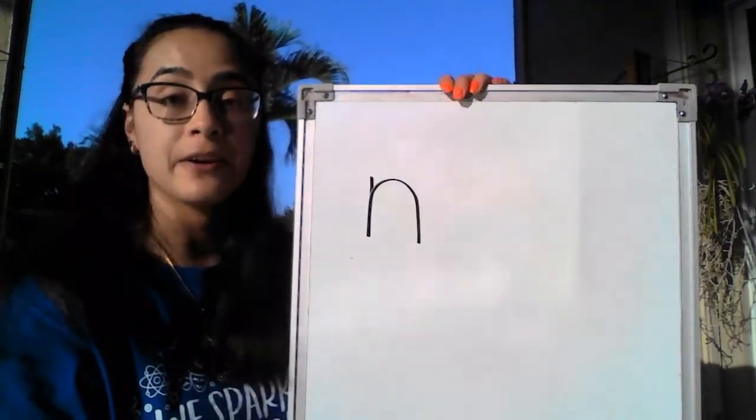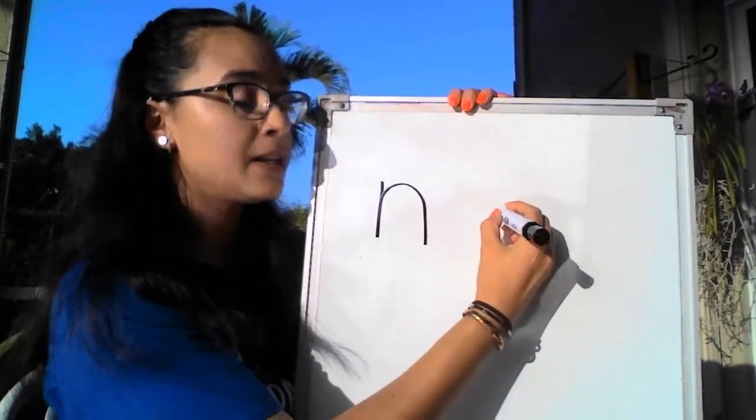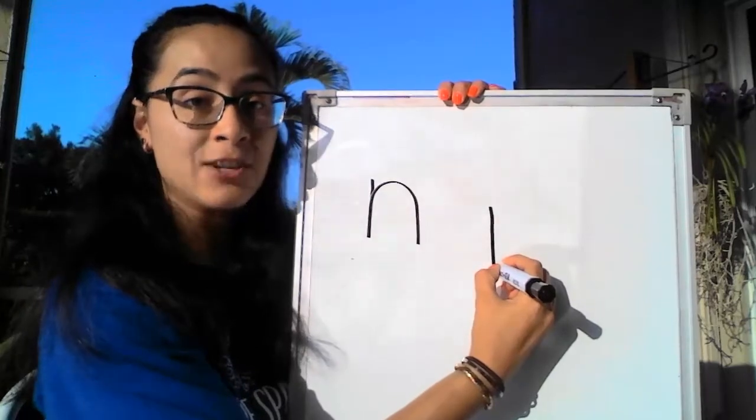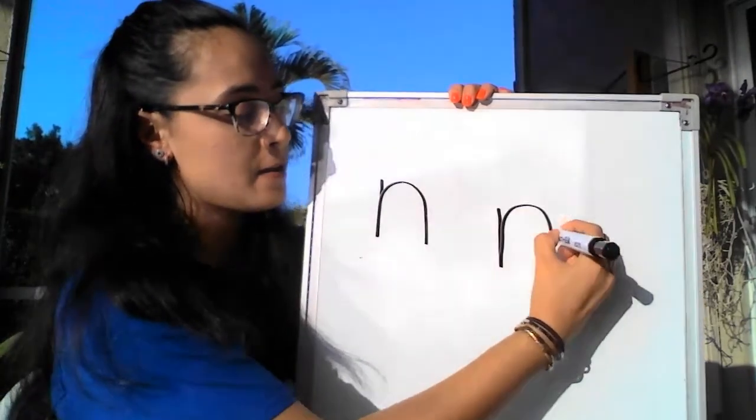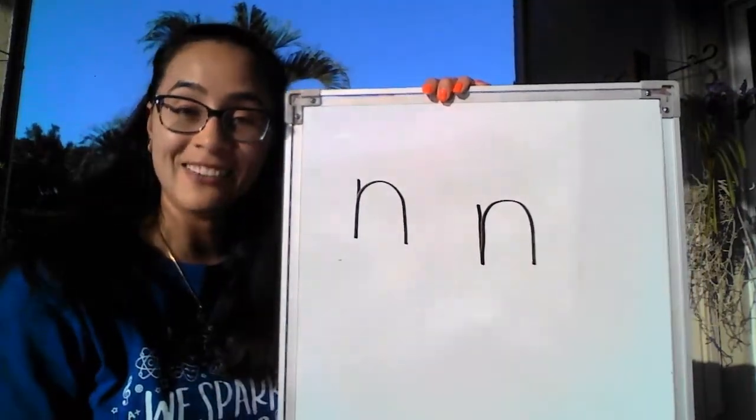Let's do that together. Pick up your marker, find somewhere in the middle. Let's do one line going down. And don't pick up the marker. Let's do one loop. Ready? And loop. Very good. You just did the letter N.